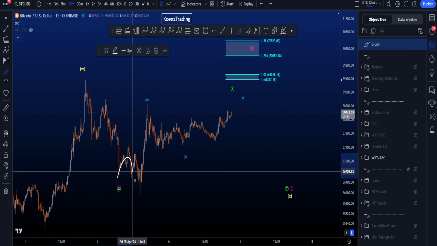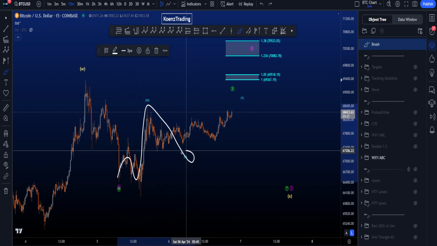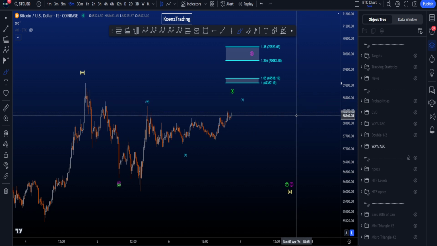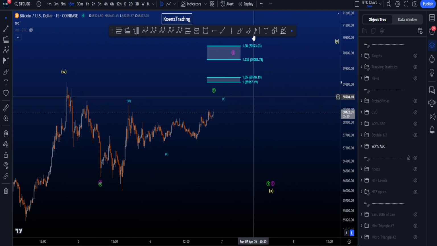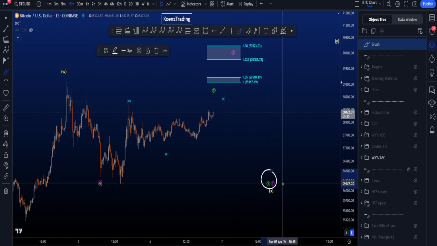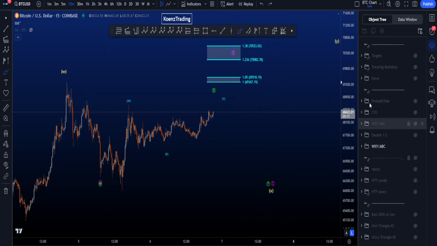So in this scenario, we're looking for a flat in W, then we have our wave X, and then we look for a wave Y, which in a double combo structure is then a zigzag move, after which we expect a move towards the downside in a wave Y or a wave C to finish this wave X.